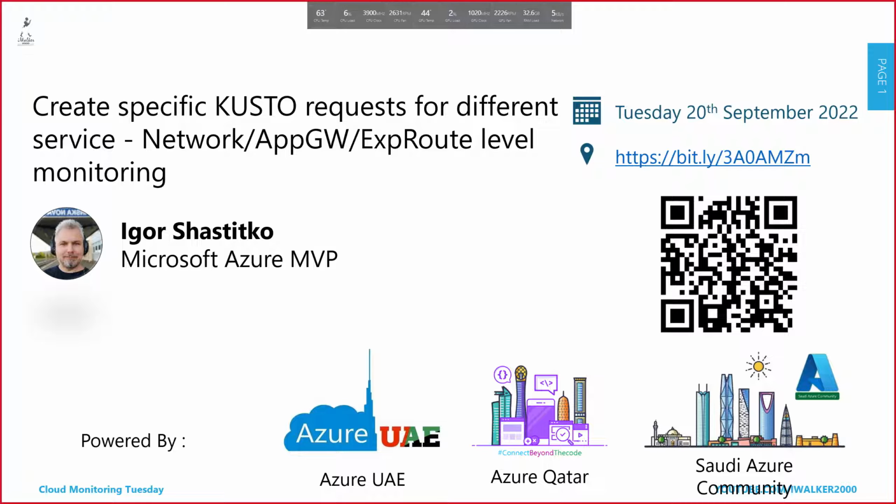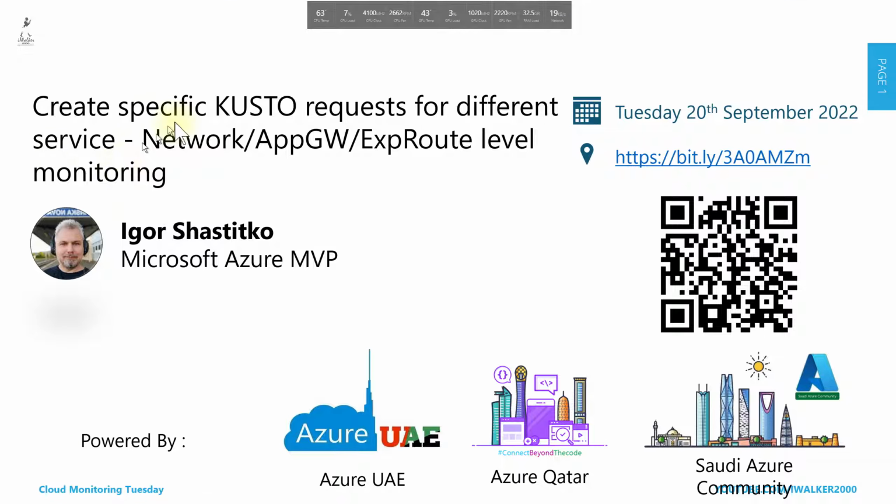Today in this series of the Cloud Monitoring Tuesday webinars, we have the next session. We will talk about the Kusto query and configuration for the network, for Application Gateway and Web Application Firewall, and also about ExpressRoute. Most of our discussion will be about networking, and after that we will have examples of the Application Gateway, etc. I will try to explain how it works.